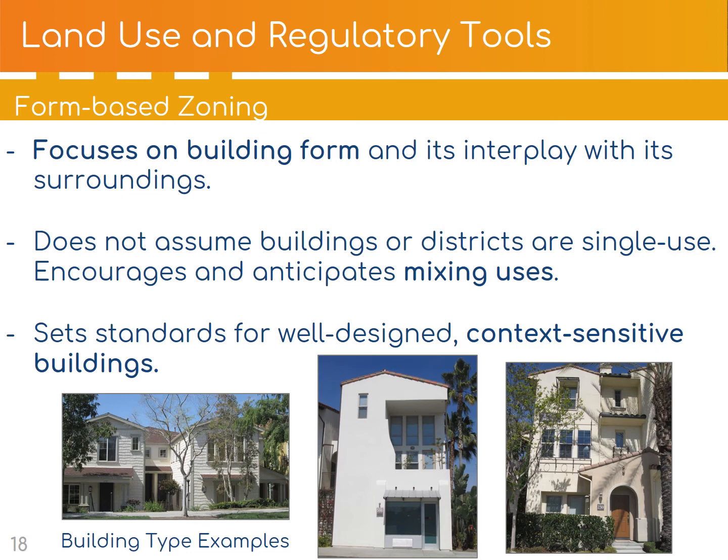This slide shows 3 examples of building types, including the duplex, triplex, quadplex, shopkeeper, and tuck-under types. The context-sensitive nature of form-based code is extremely important in a built-out city like Fullerton, where most properties are either developed or next to properties that are. New development in this environment is referred to as infill development.